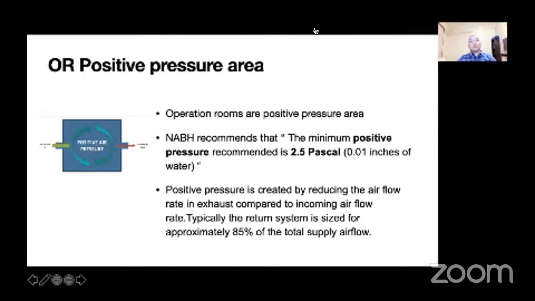Positive pressure is created by giving more air compared to the return air. So 85% of the air is returned from the exhaust grill. The 15% extra air delivered from the diffuser array is not going outside the operation room through the exhaust grill. And that is how positive pressure is created inside the operation room.